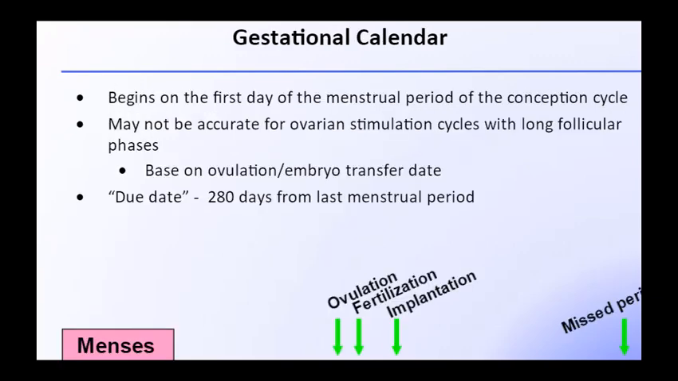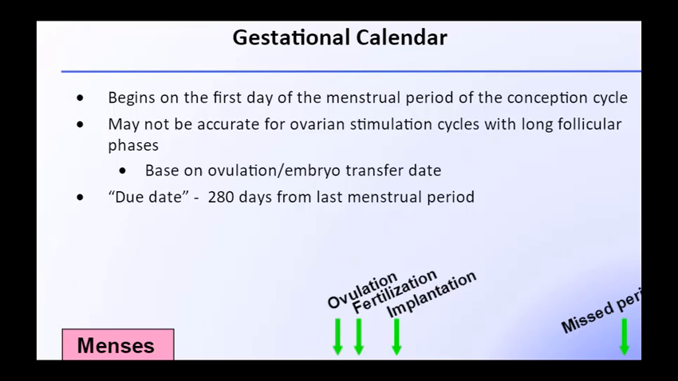The gestational calendar begins on the first day of the menstrual period of the conception cycle. Ovulation generally occurs at the end of gestational week 2, followed by fertilization and implantation. The first missed menses is at the end of gestational week 4. A woman who has a positive pregnancy test with a missed period is in her 4th gestational week, although the actual pregnancy is only 2 weeks into development.